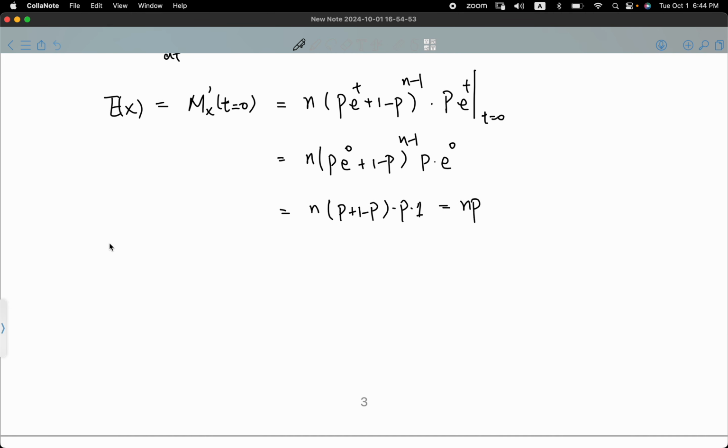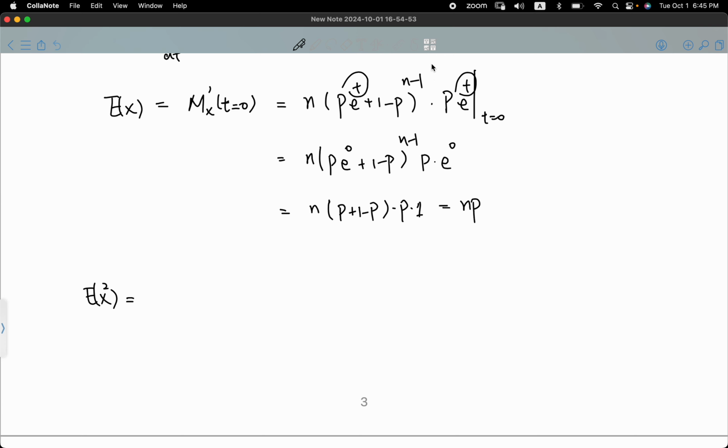Okay, let me speed up a little bit for the second moment, because this one takes a little bit longer. So let's see, this is the first order derivative. Now you have two terms involving t, and they are in a product, so you need to use the product rule. Okay, so maybe let me just give you the expression.